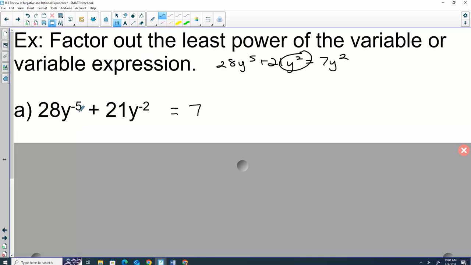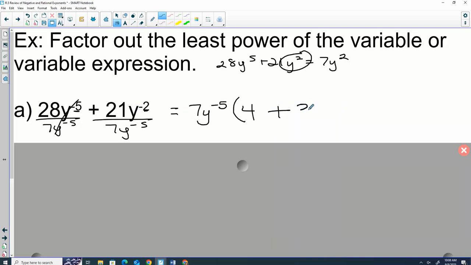So if these are negative, what's smaller? -5 or -2? -5 is smaller. Because think about like on a number line, it's further over to the left. Okay, it's a smaller number. When you factor these out, it's like dividing. Okay, so 28 divided by 7 is 4. We had y to -5. I took them all out, so the y's are gone.